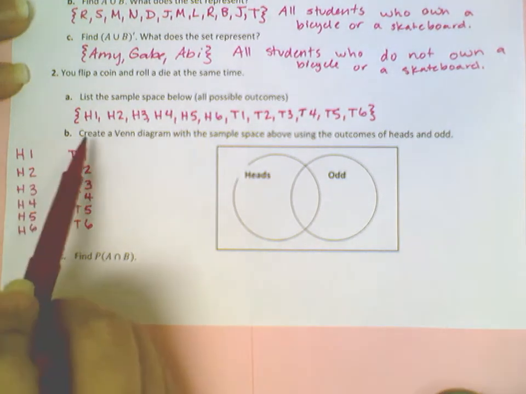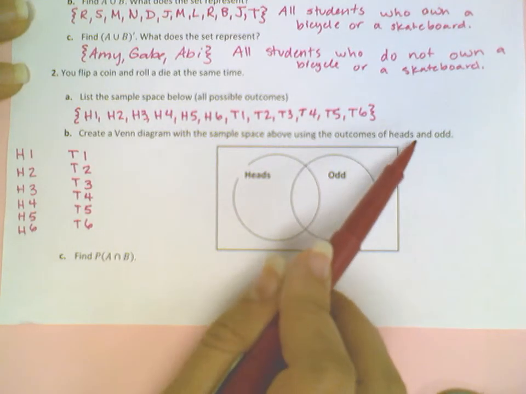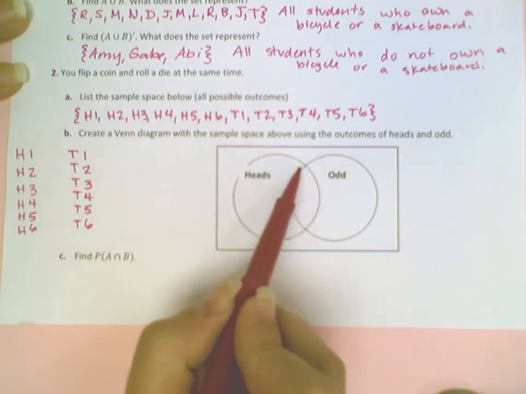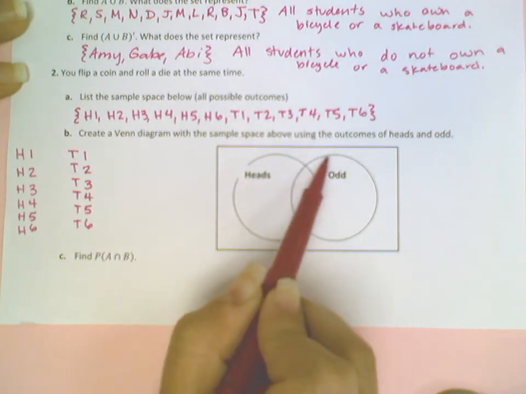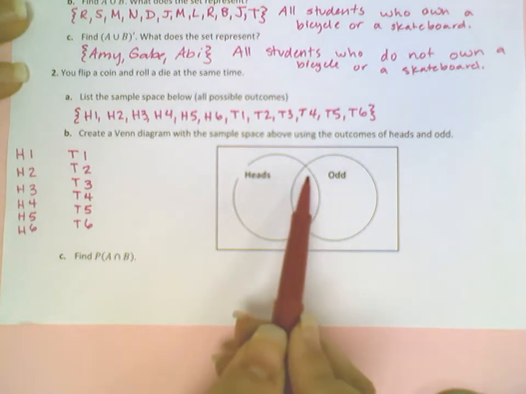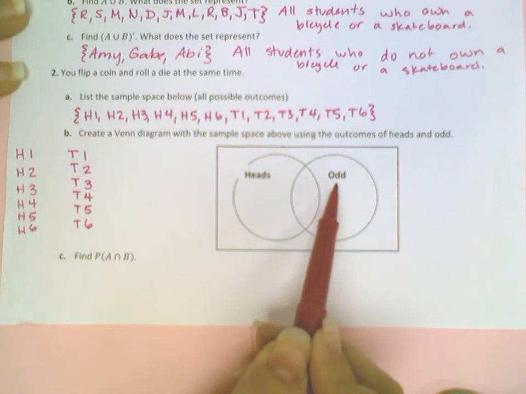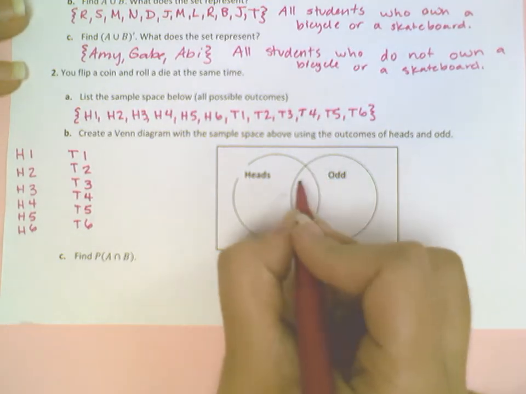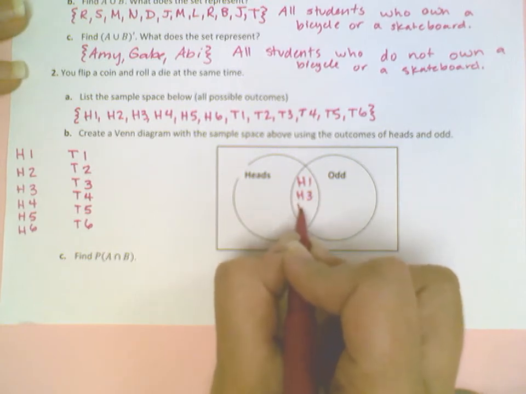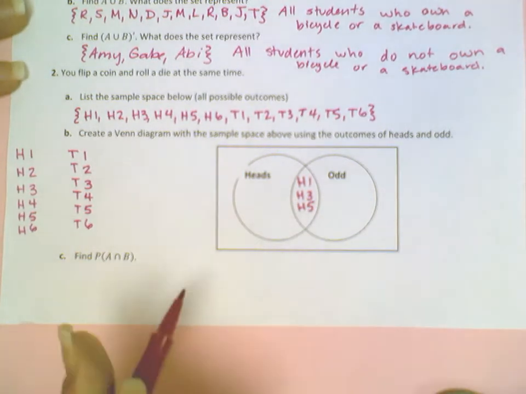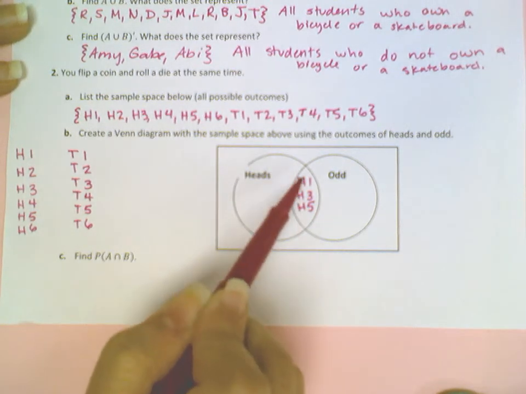Then it says create a Venn diagram with the sample space above using the outcomes of heads and odds. So everything that's going in this bubble is going to be a head. Everything that goes in this bubble needs to be odd. And what they have in common will go in the middle. So what they have in common would be if I got heads and an odd number. So that would be heads and I roll a 1, heads and I roll a 3, heads and I roll a 5.